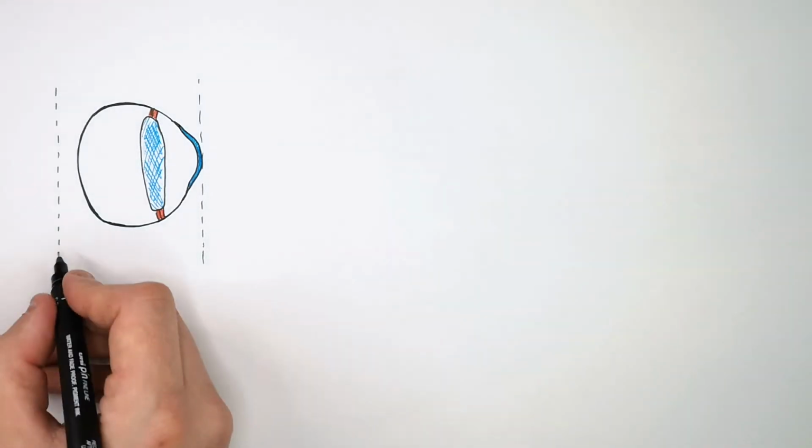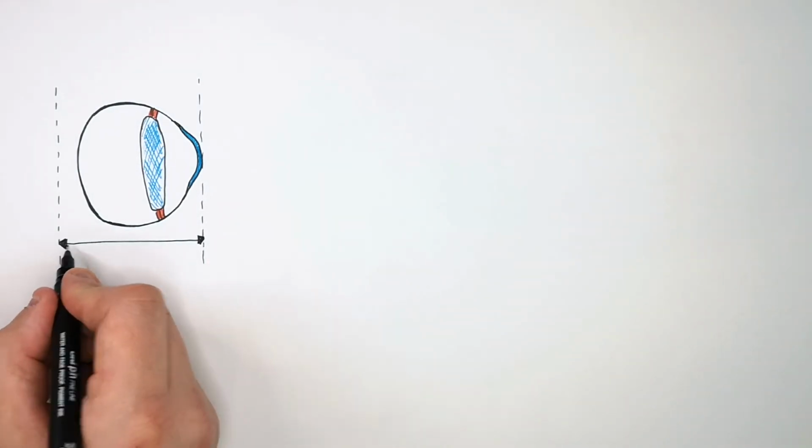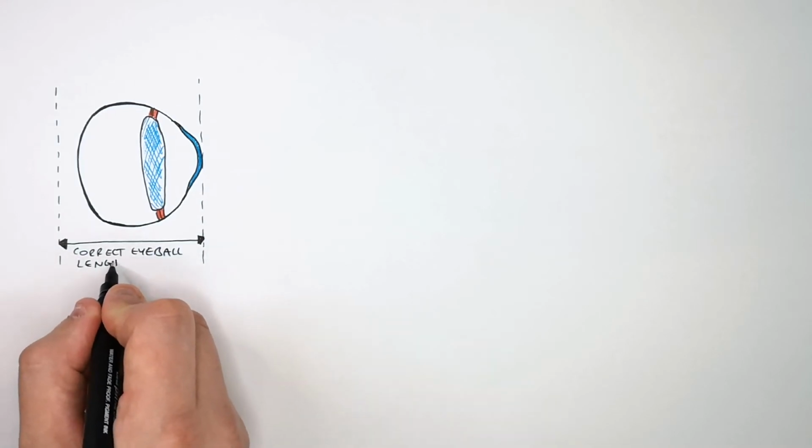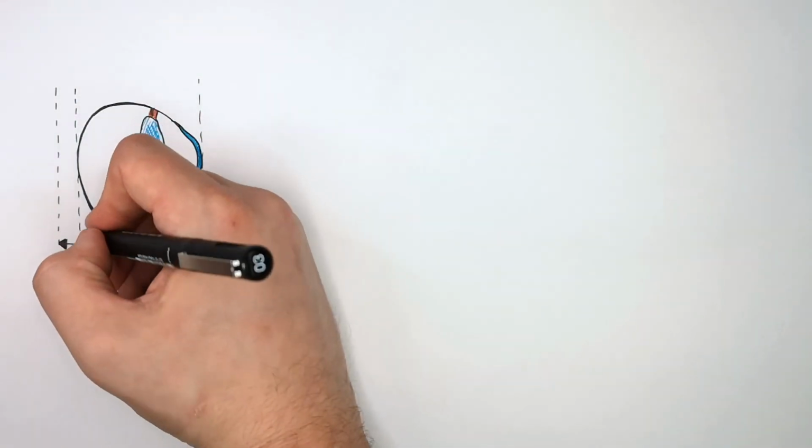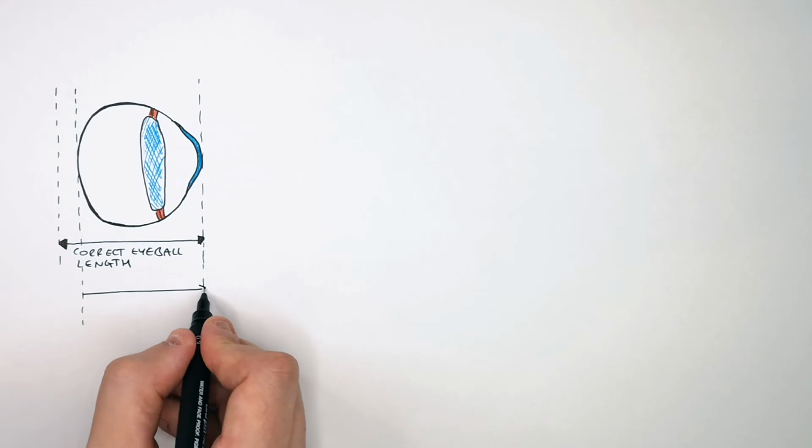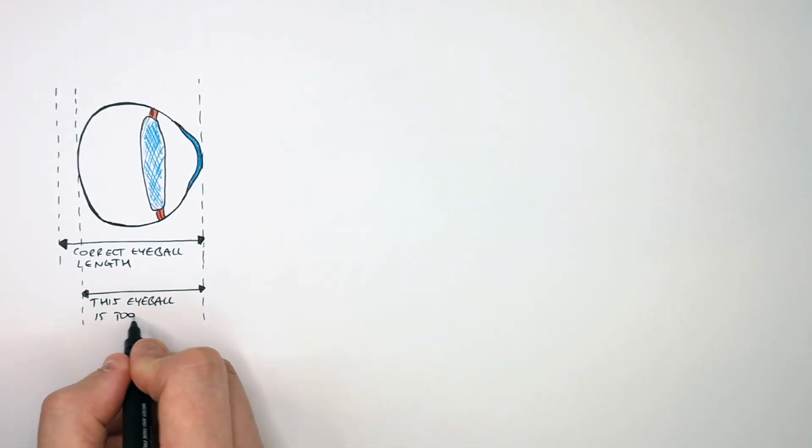So we've looked at someone who's got a cornea that is too curved or too thick. We've also looked at someone whose eyeball is too long. What is going to happen to someone if their eyeball is too short? So this here is the correct eyeball length. But this eyeball is obviously too short.